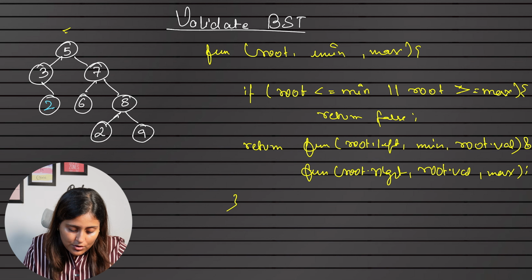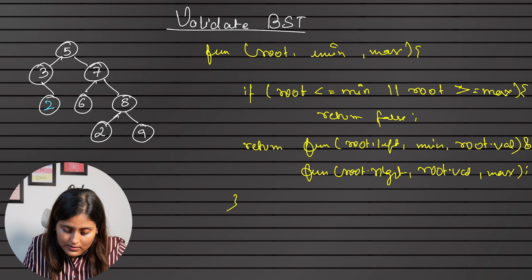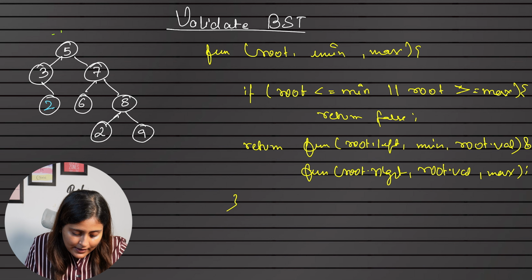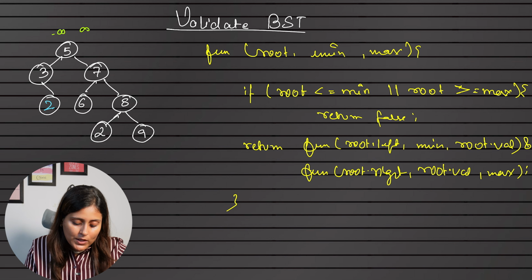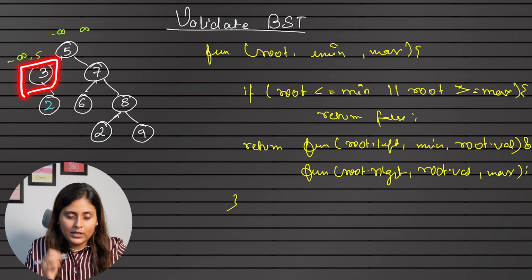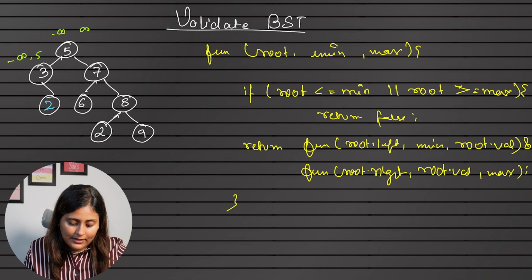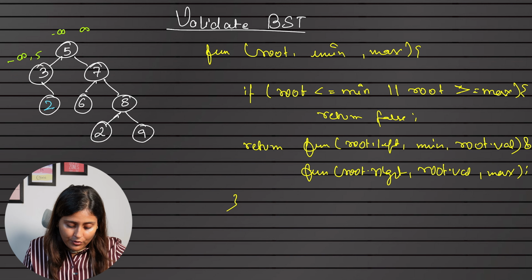Okay. So let's see what will happen. Initially 5. So I will be making this sign over here. Let's say minus infinite to plus infinite. Now I'll go towards this side, minus infinite to 5. Does this 3 lie in between this? Yes. Now I'll go towards left, but listen to it very carefully.